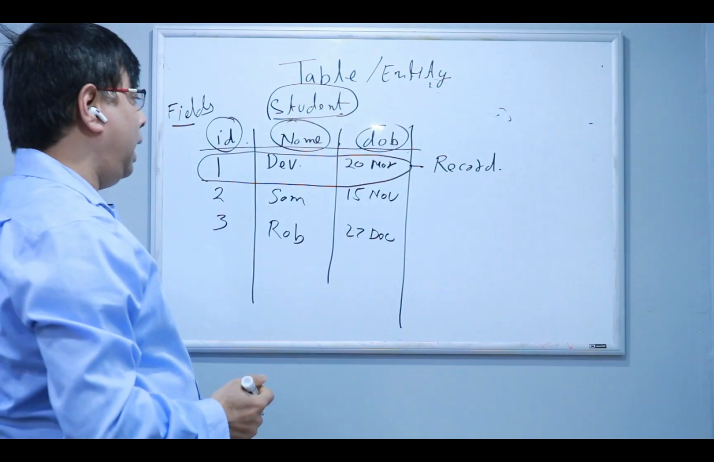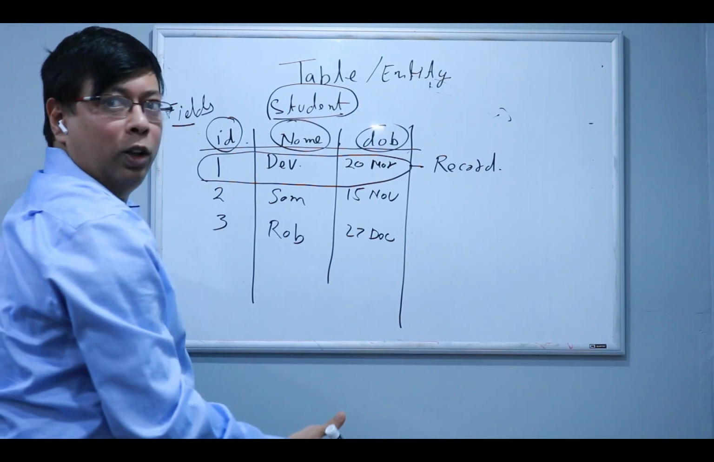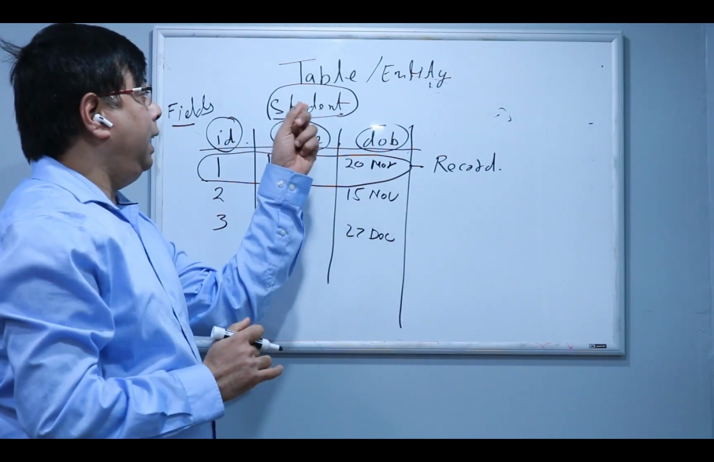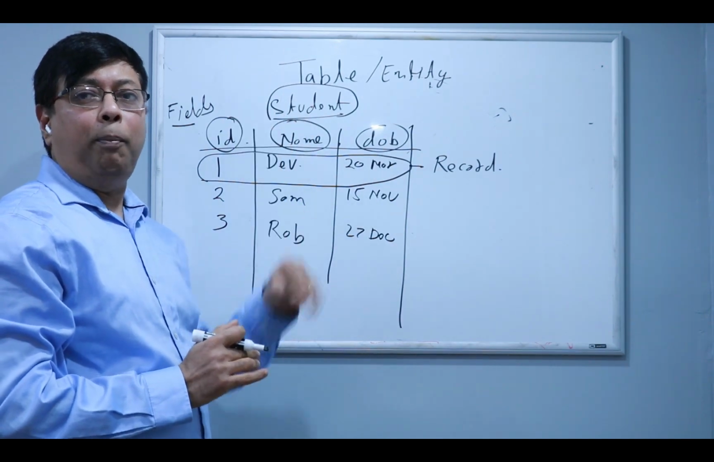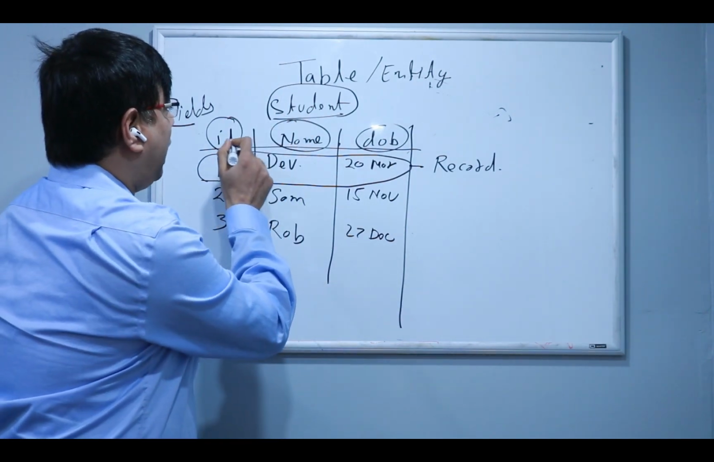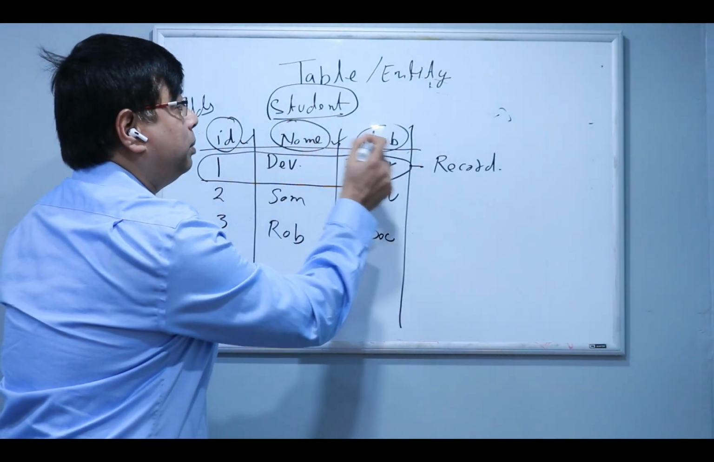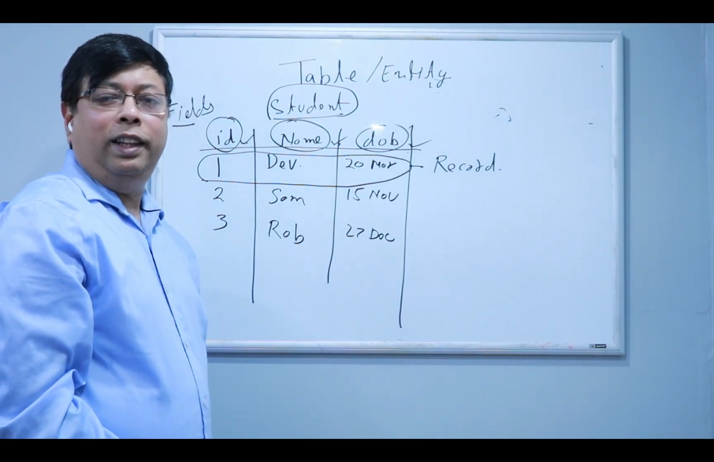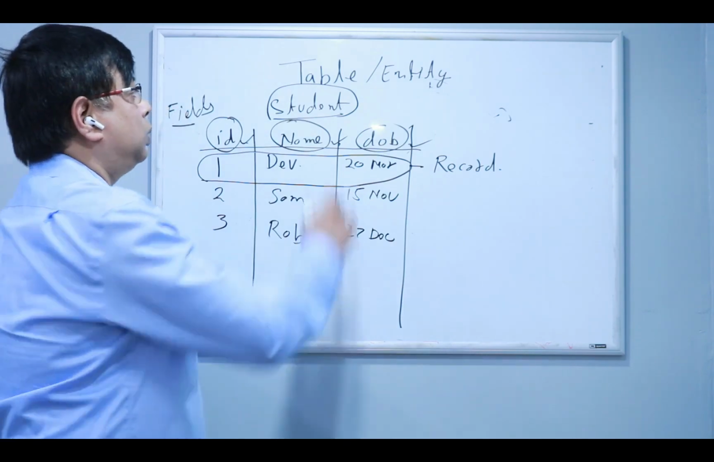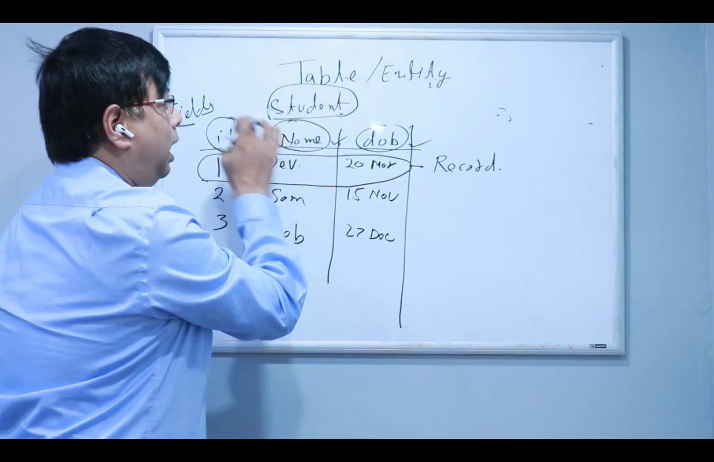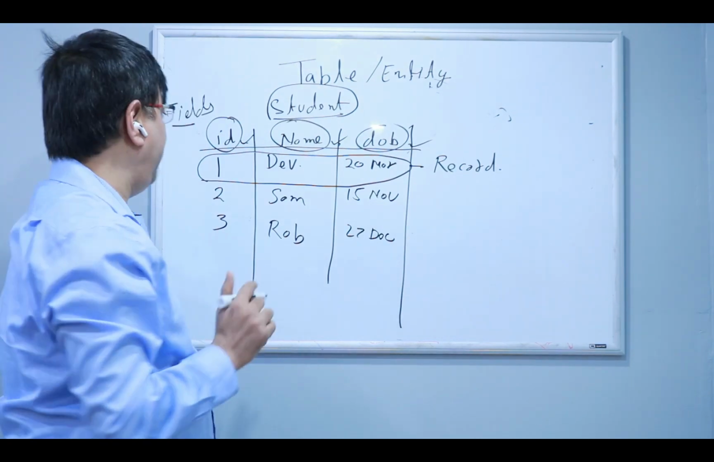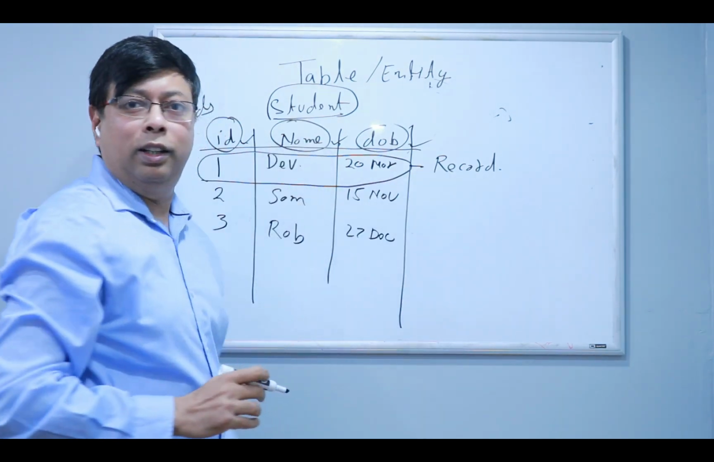The student table has what? Lots of records. Each one of them is called a record. An entity or table is defined by some properties. Those properties are the column names. So what are they? They are my fields. So a table has fields. A collection of fields, information related to a collection of fields, is called a record.